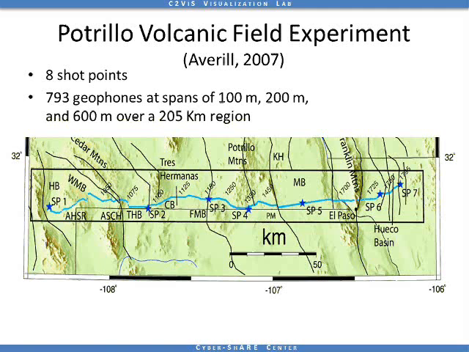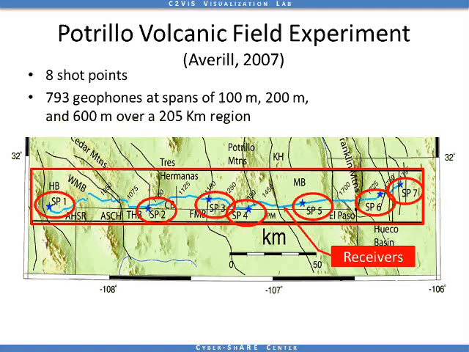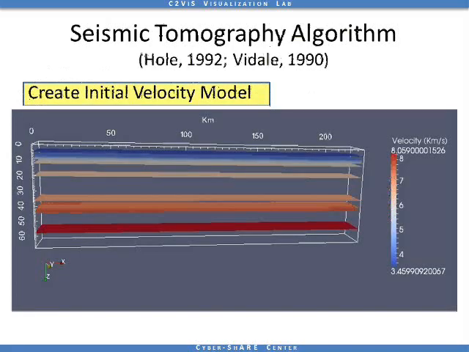Now let's see more input-output details of the algorithm. Input data includes the geometry of the region, the locations of the shot points, and the locations of the geophones or receivers. With this information, knowledge about the geology of the region, and readings of first arrivals, an initial 1D model is created. Using the 1D model, a flat layer 3D velocity model is created for the first iteration of the seismic tomography algorithm.